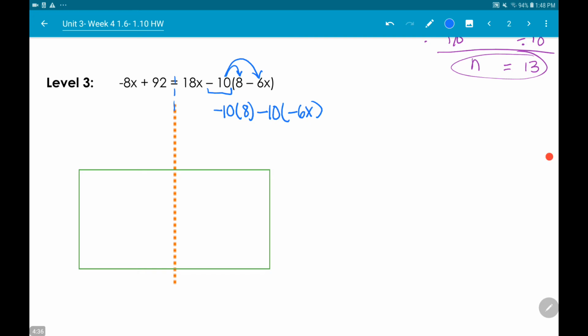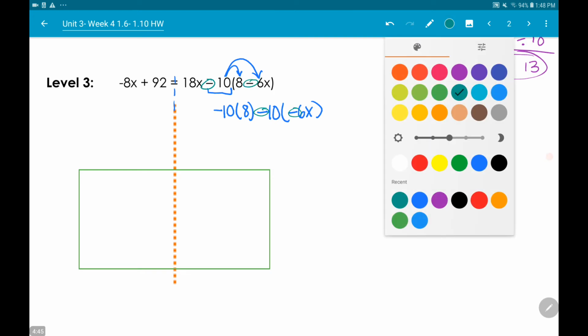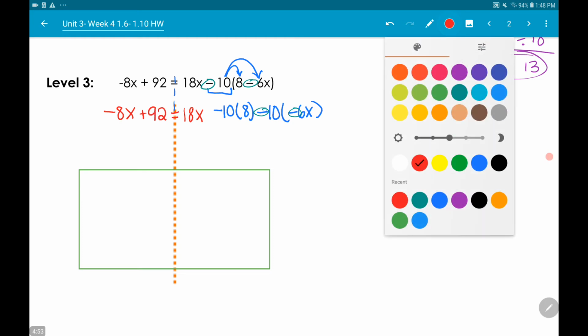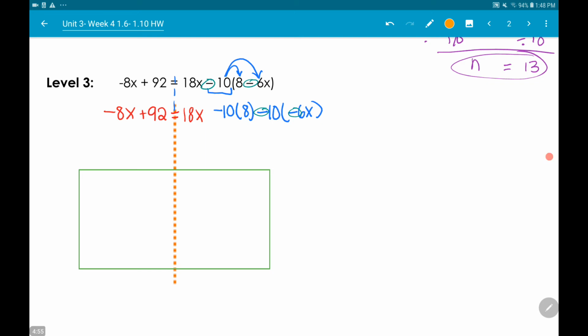Be careful with those signs because this was negative, and this was negative. I should have 2 negatives here. Everything else I can bring down. And again, we're going to multiply just what we distributed. So this becomes negative 80, and this becomes positive 60x. Everything else stays the same.